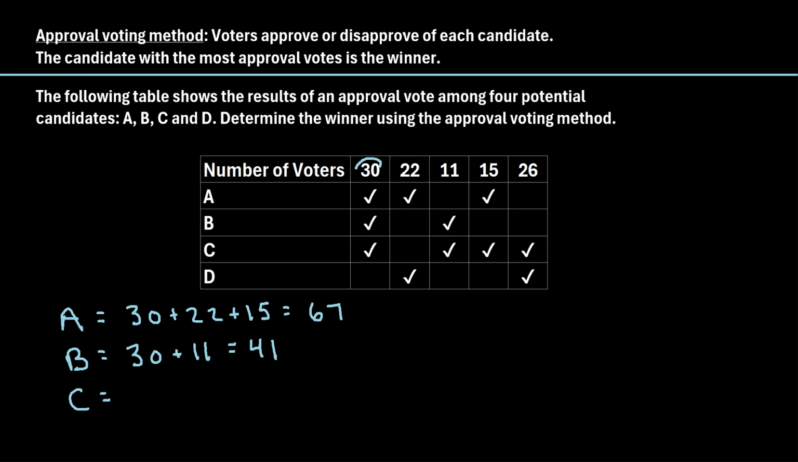We can see in this column, and this column, this column, and this column, candidate C has a check mark in each of these columns. So the total approval votes for C would be 82.